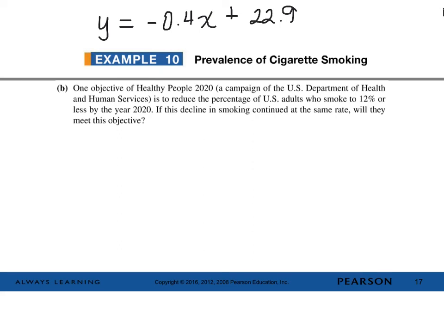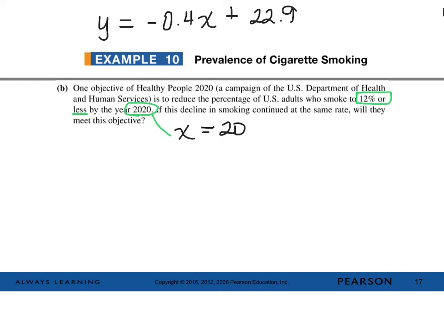So now we're ready to answer our question, will they reach their objective? Now, when we're talking about them reaching their objective, remember their objective is for the year 2020, and they want the percentage of people that smoke to be 12% or less. Well, in 2020, x is going to be 20, because remember, our base year was 2000. So this is 20 years after 2000.